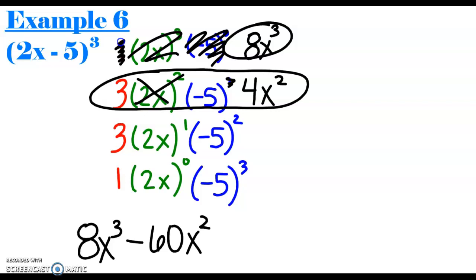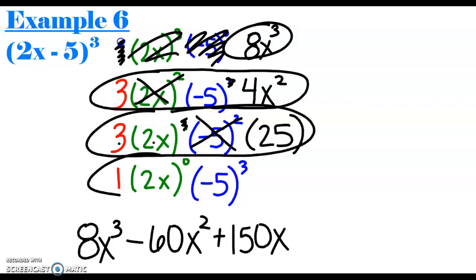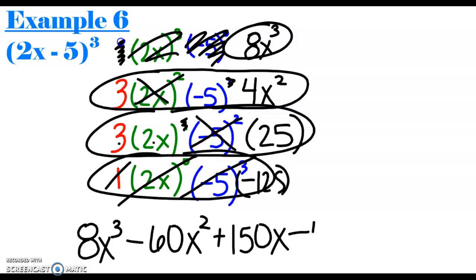So then I've got 2x to the first is just 2x. But negative 5 times negative 5 is 25. So 3 times 2x is 6x. Times 25 would be positive 150x. And then lastly, 1 doesn't do anything, power of 0 doesn't do anything, negative 5 to the power of 3, negative 5 times negative 5 is 25, times another negative 5 is negative 125.